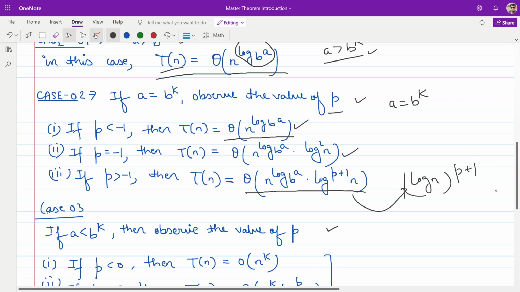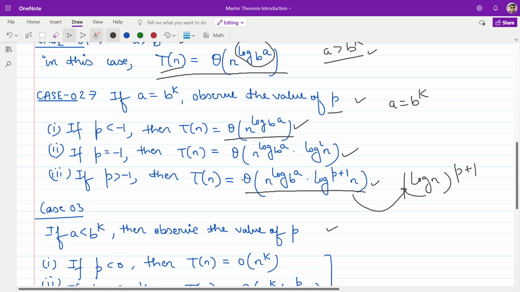So these are the three different settings corresponding to what value p assumes when you are in case 2, and corresponding to each of these three settings you will be having different values for the time complexity. Okay, so in case you want, you can pause this video and write it down in your notebook, so that when we will be solving the problems, it becomes easy for you to follow.